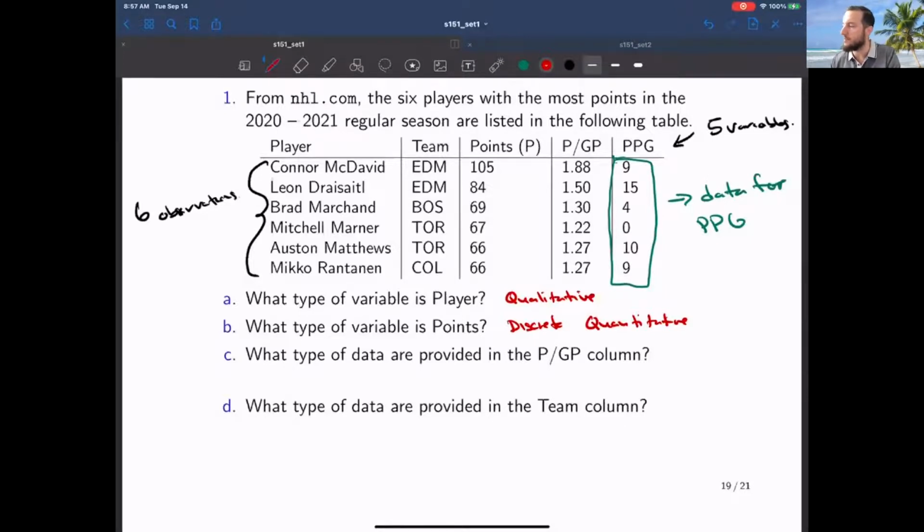In this case, I'm only using 2, but the point is still that this is no longer a count. This is now effectively an average or a ratio of how many times you're scoring per game. So this would be an example of continuous quantitative data.